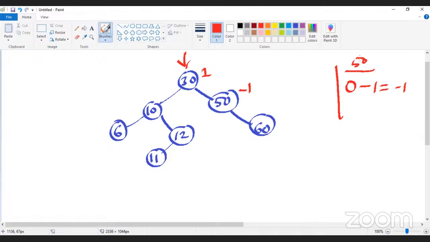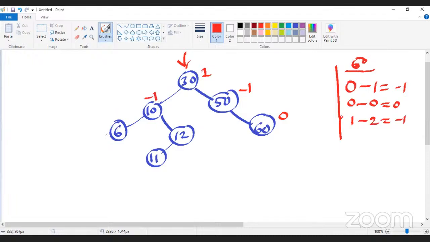You take 60. It doesn't have any left subtree. It does not have any right subtree. Its value is 0. You take 10. Does it have any left subtree? 1 is there. For 10, it is 1 minus right subtree height, which is 2. So the value is -1.